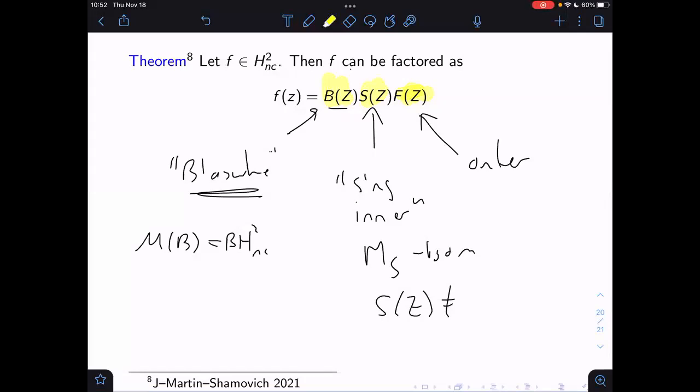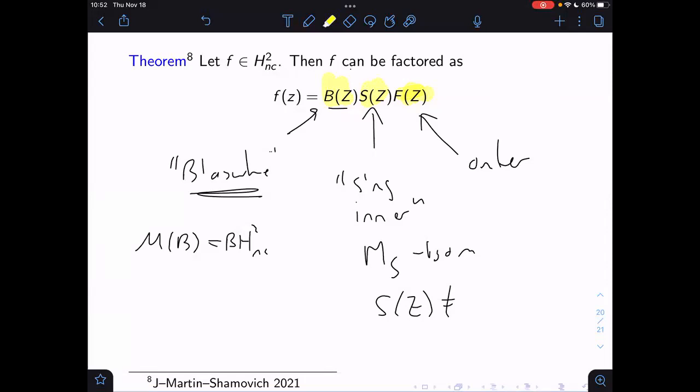Yeah, that's a good question. I don't know. The way the proof runs, it forces it to be on the left, but it's not clear to me that, yeah, I don't know. That's a good question. Thanks.